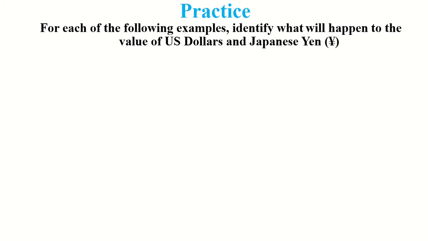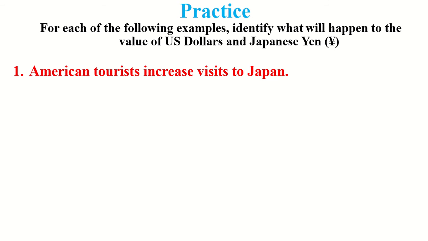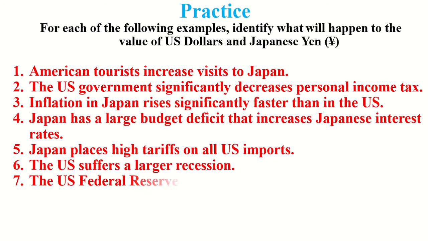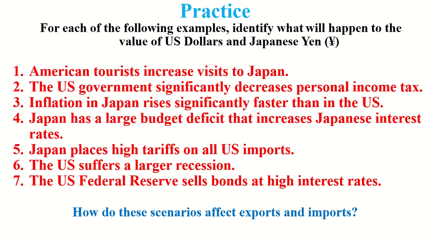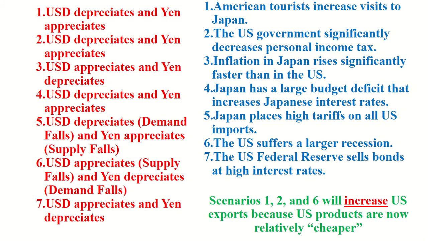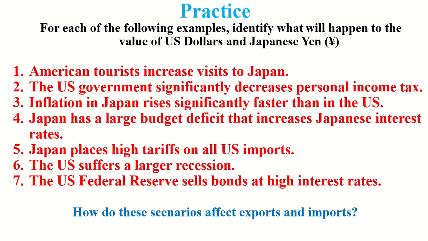So let's look at some practice. For each of the following examples, identify what will happen to the value of the U.S. dollar and Japanese yen. Okay. And then what I want you to do after you look at these, I also want, how do these scenarios affect exports and imports? Okay. All right. Whoops, I gave you the answers there. Hold on. So pause the video and we'll look at these in just a second. Okay. Go ahead and pause it.